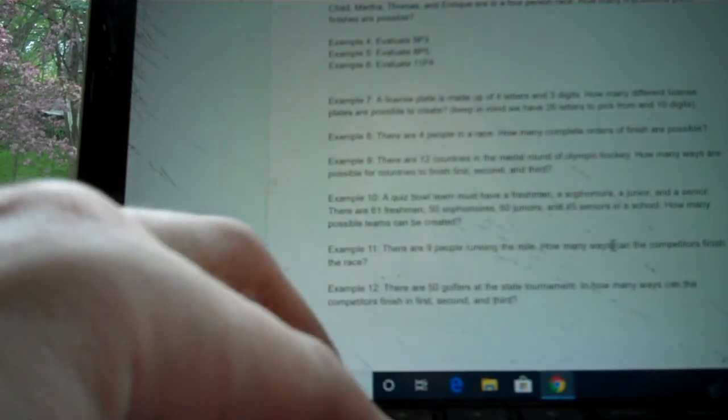Okay, example 11. There are 9 people running the mile. How many ways can the competitors finish the race? How many orders can the competitors finish the race? I didn't word that very well. So we're looking for orders and we're looking for complete orders. Like they don't say first and second. Just assume it's complete orders if they don't specify placing.